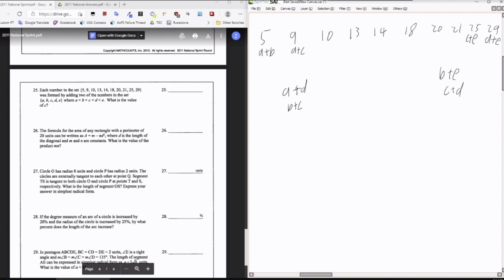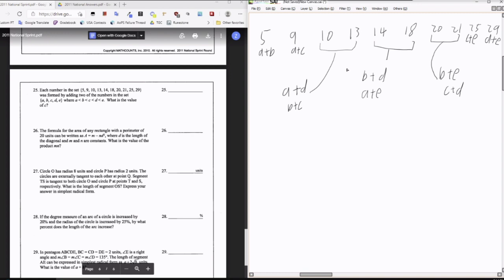Okay. So A plus D and B plus C go to 10 and 13, and 20 and 21 go to these two in the middle. These two will be B plus D or A plus E. We can prove that B plus D is greater than both A plus D and B plus C, because D is greater than C and B is greater than A, and likewise for this.